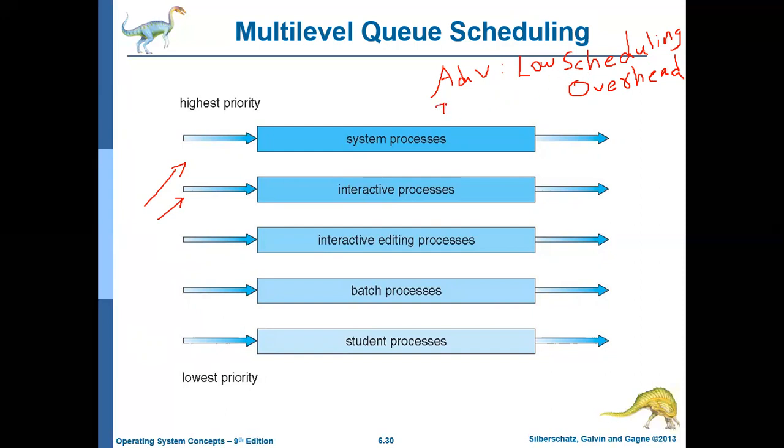And what is its disadvantage? The disadvantage of this algorithm is it is less flexible. It is not flexible. Not flexible in the sense of what? Where is it not flexible?